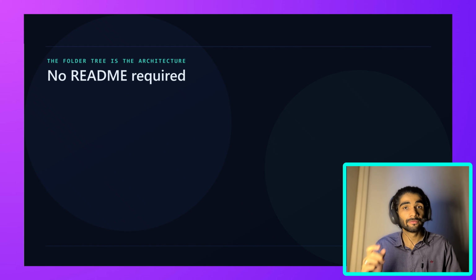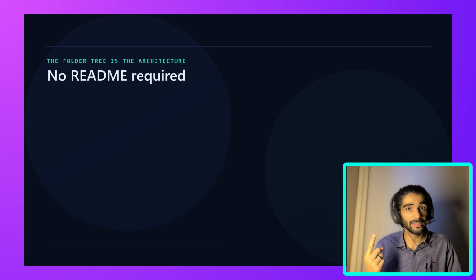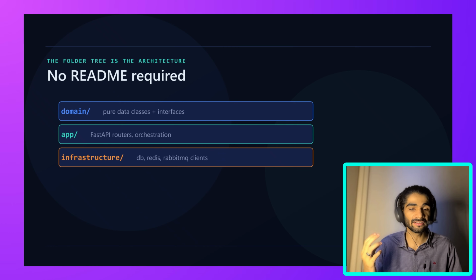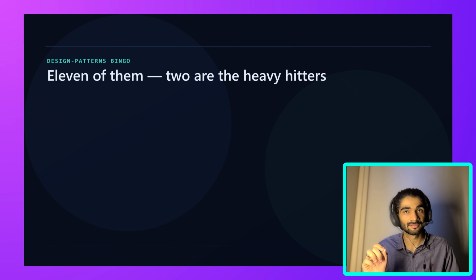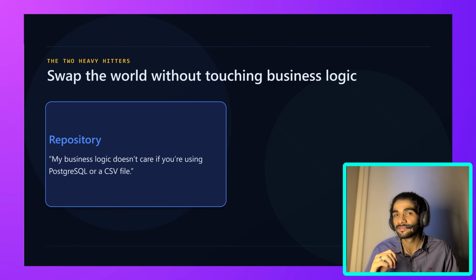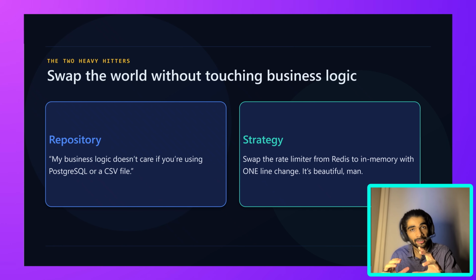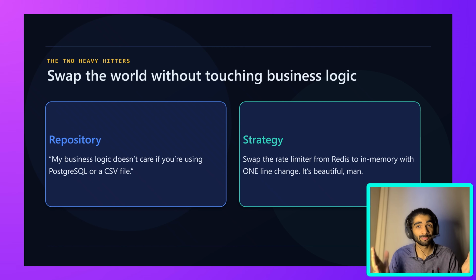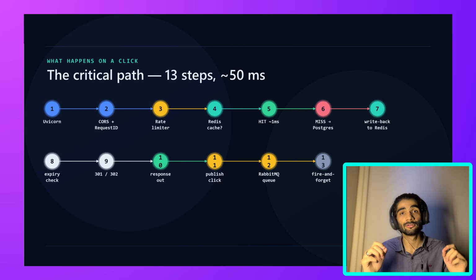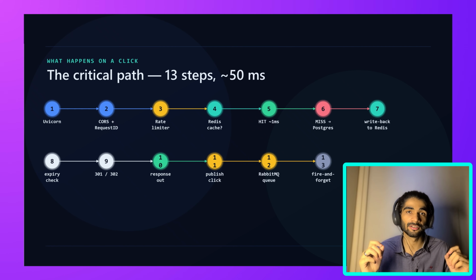And the best part, the folder structure is a one-to-one mapping of these architecture layers. Domain, application, infrastructure, it's just right there in the repo. This project uses design patterns. The repository pattern says my business logic doesn't care if you use PostgreSQL or a CSV file. And the strategy pattern lets you take out the rate limiter with Redis and swap that with an in-memory one. Isn't that beautiful?